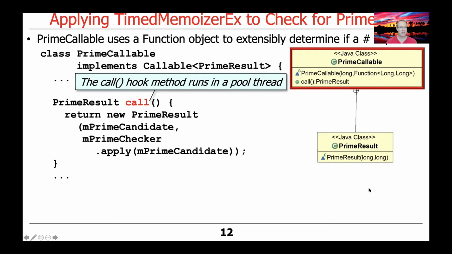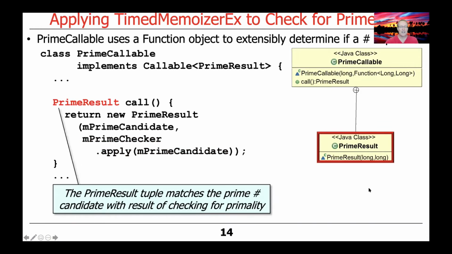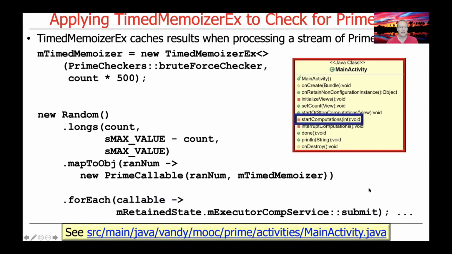And here's the call hook method that's going to run in a thread in the thread pool, in the fork join pool. That method will check to see if the number is prime, and it'll return 0 if it is. Otherwise, it'll return the smallest factor if it's not. Keep in mind that this apply method is what we're going to be able to transparently optimize by using TimedMemoizerEx, as we will see in just a moment. The call method returns a prime result, so you can associate the prime candidate with whether or not it's a prime number or not.